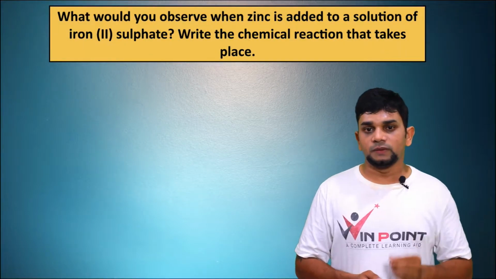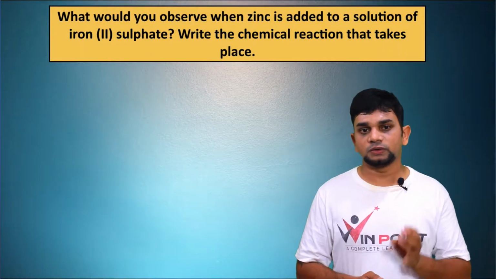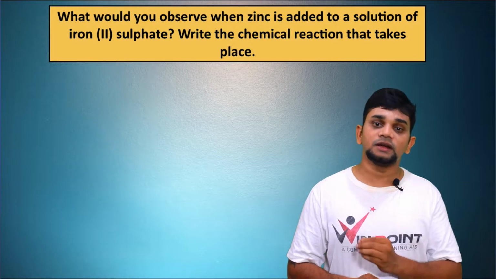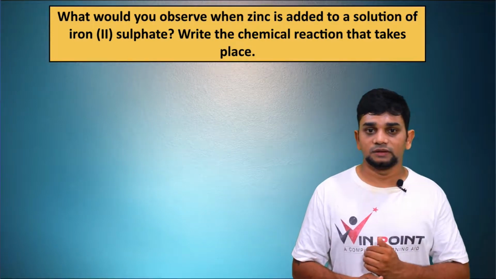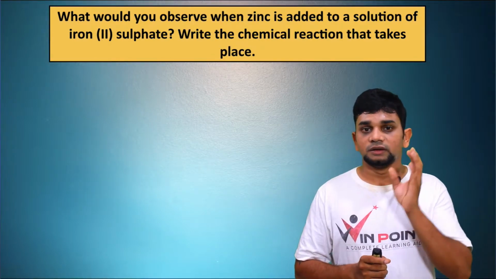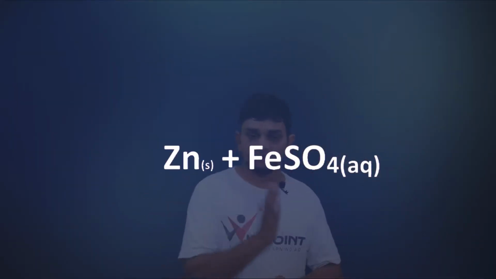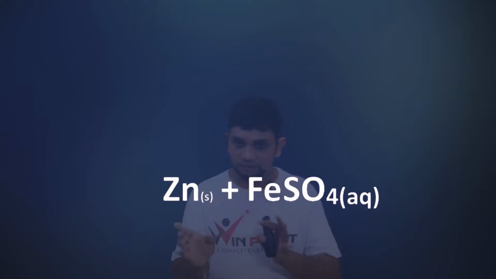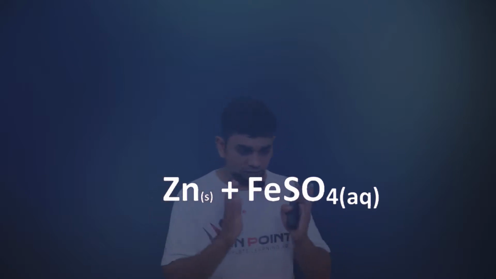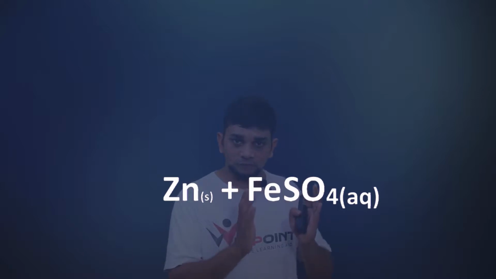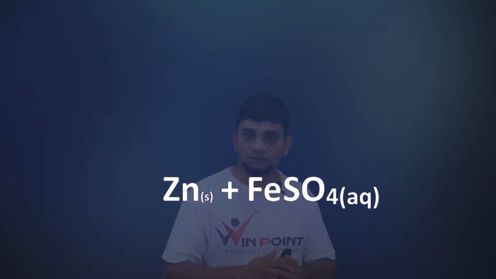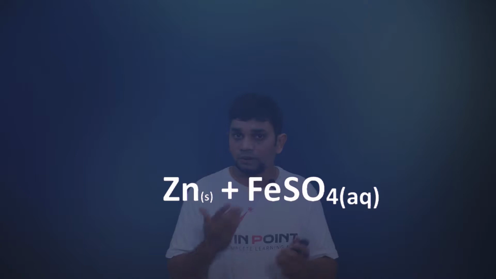What would you observe when zinc is added to a solution of iron sulfate? Write the chemical reaction that takes place. Here there is a reaction between zinc and iron sulfate. So let's see the reaction. Zinc plus iron sulfate. Zinc is more reactive than iron. Here it is zinc, this one is FeSO4. Iron is less reactive, zinc is more reactive. So what is going to happen here?